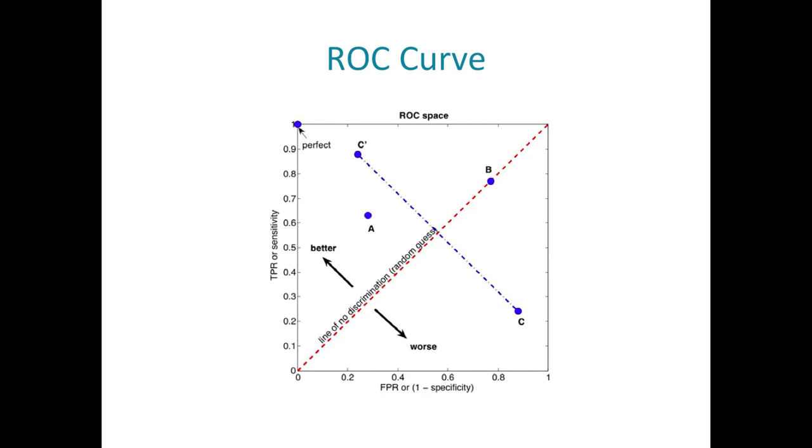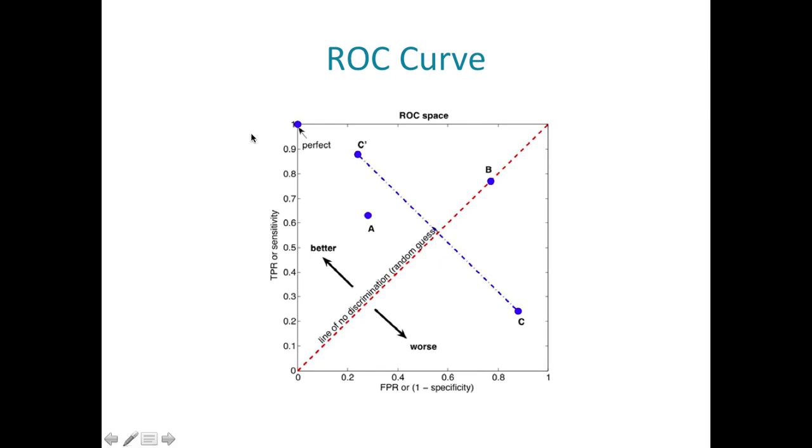Anything that is above the line is what we're looking for. In fact, this blue dot here, the perfect blue dot, is basically the ideal situation in which, for any false positive rate, you always have a true positive rate of 100%. Okay, so you are basically detecting all the samples that you have, but you never have any false positive. Detecting all the positive cases that you have, but without any false positive. Okay. And so that's a perfect scenario.